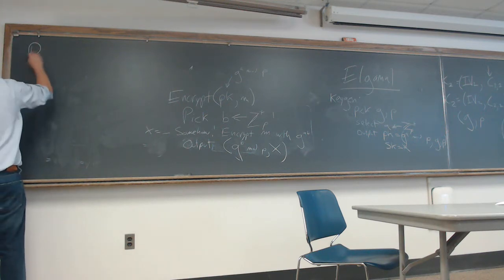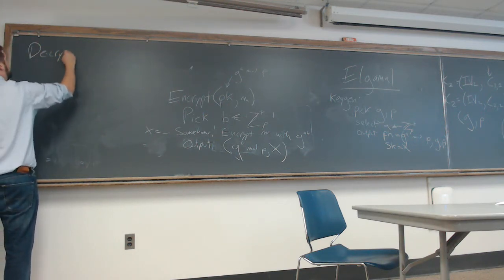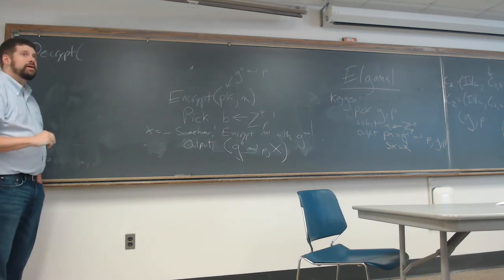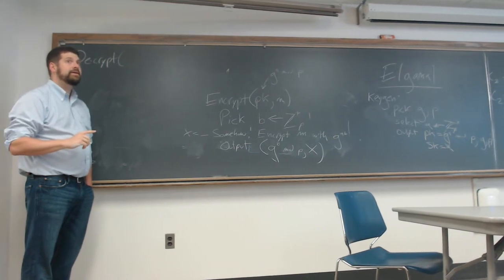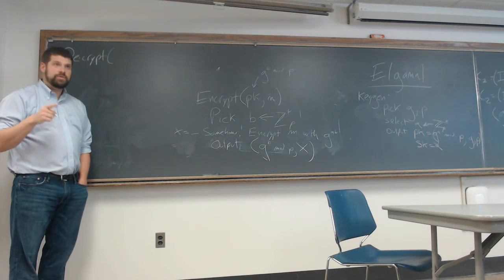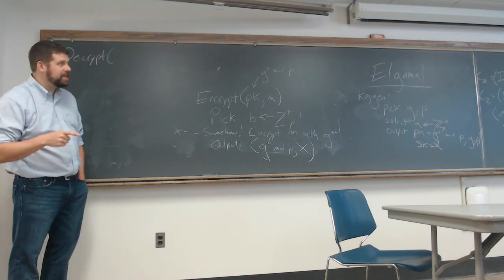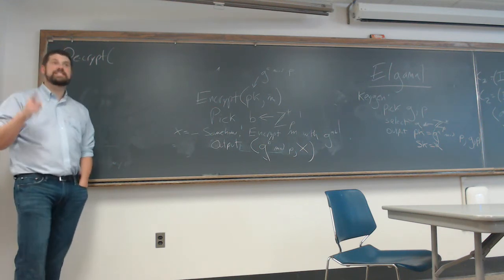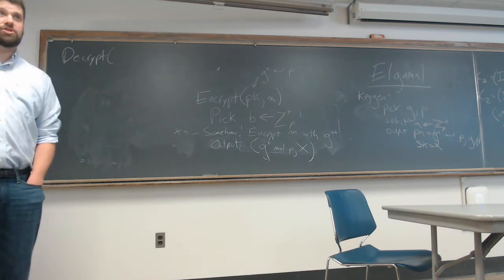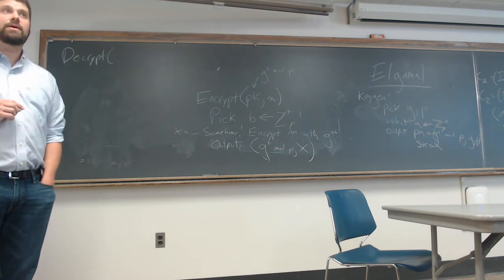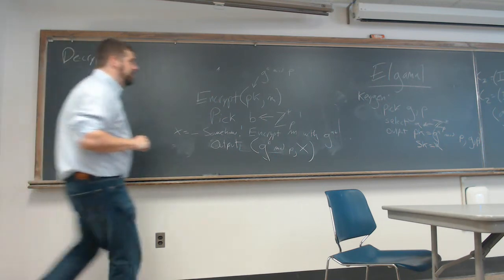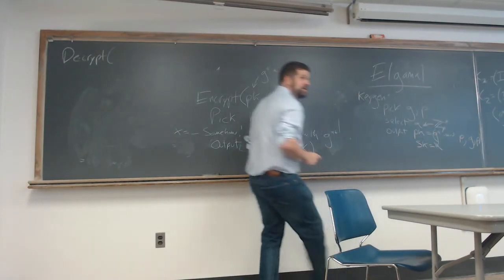Finally, what does our decryption algorithm look like? Decryption takes in what? Wait, what does decryption take in? The ciphertext and what? The secret key. What's the secret key? If I'm the person who sent G to the A, my public key was G to the A. What's my secret key? A. Remember, SK equals A, the integer A.